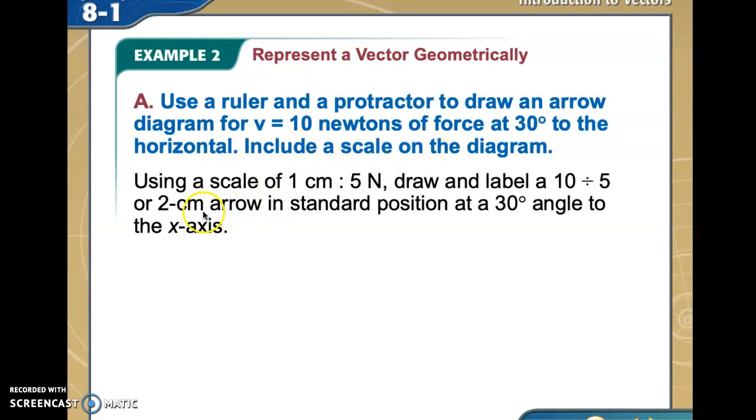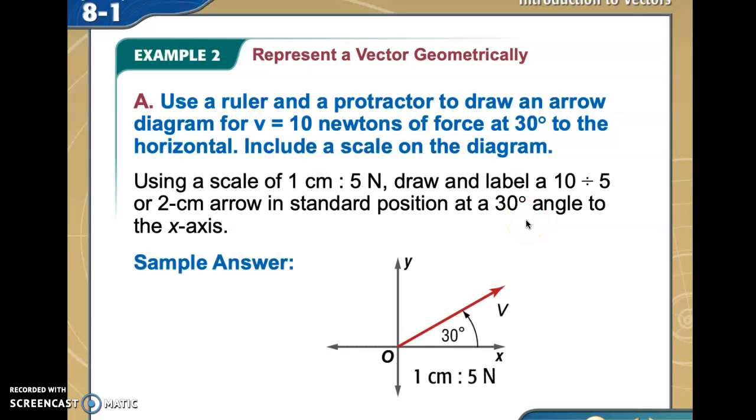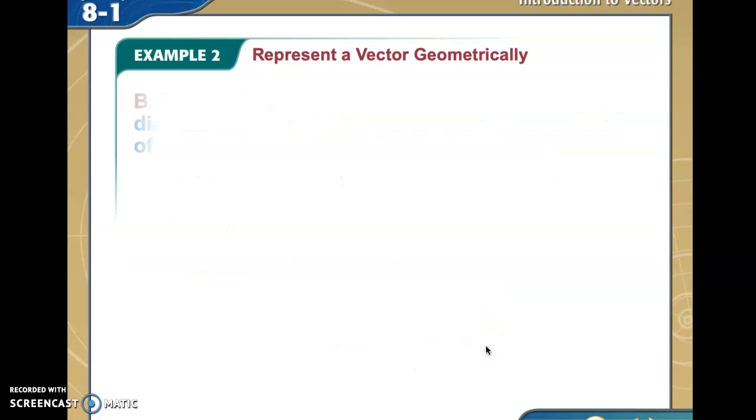So you can see here we have to make the scale 1 centimeter to 5 newtons. So draw and label 10, divided by 5, which is the scale for you. So it is a 2 centimeter arrow in standard position at an angle of 30 to the x-axis. So when you make the standard angle from the x-axis, you go counterclockwise and make a 30 degree angle. And you should show that 1 centimeter is 5 newtons. This is the scale for you. And this red arrow is your directed vector, and this 30 shows its angle from the positive x-axis.